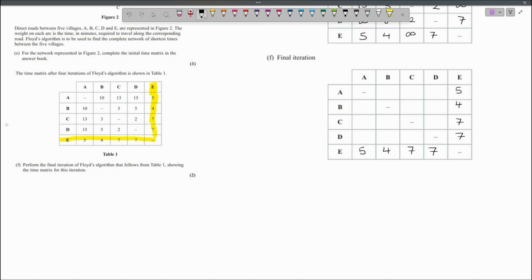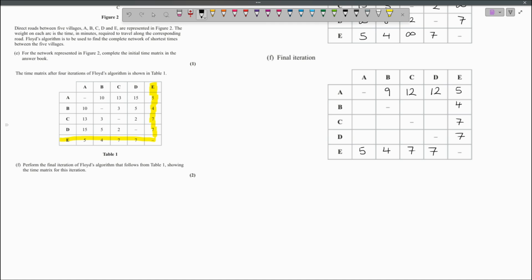So A to B currently has time 10. If I do A to E with time 5 and E to B with time 4, this is going to improve to have time 9. A to C is 13, but A to E and then E to C has time 5 plus 7, which is 12, and 12 is better than 13. A to D, I can add up the 7 and the 5 in the column and row next to D, and 7 plus 5 is 12, and 12 is better than 15.